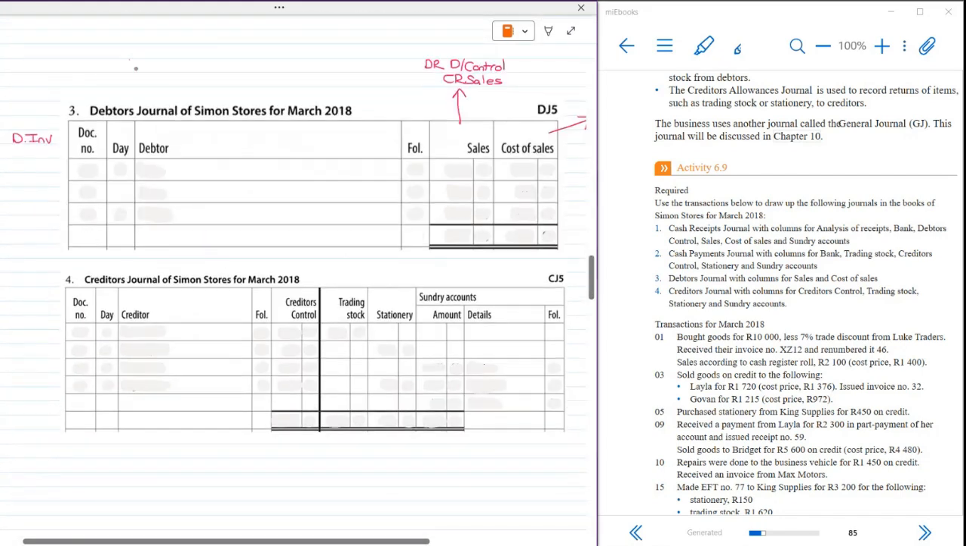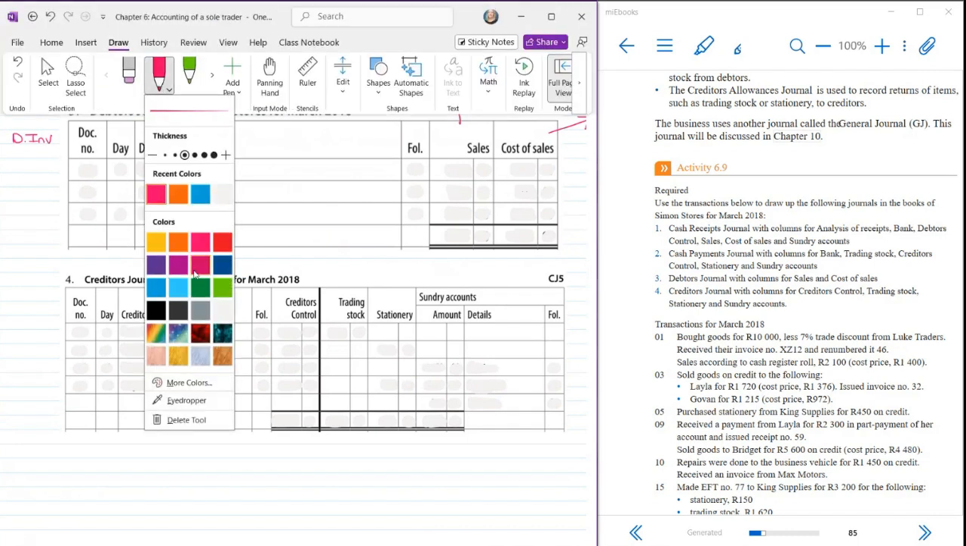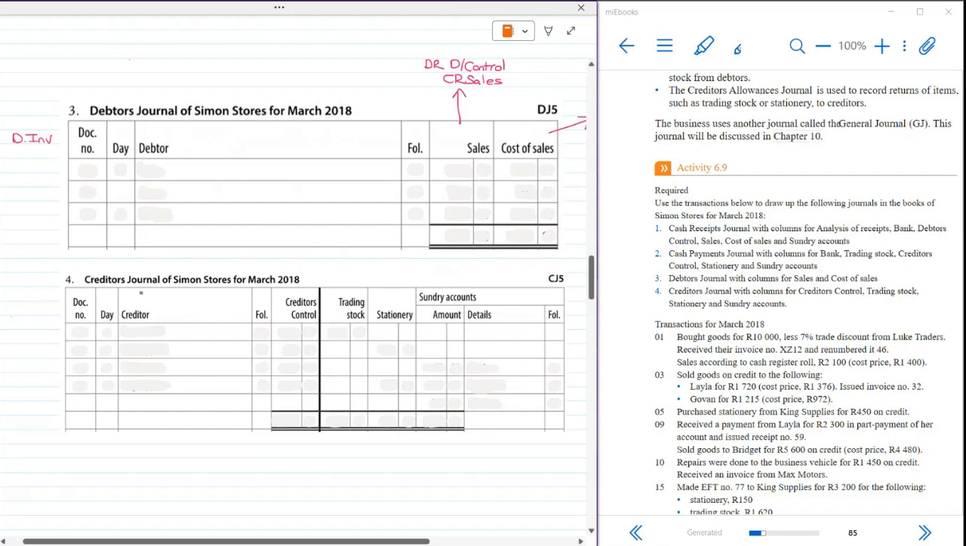Our last journal for today is the creditors journal. The creditors journal is similar to my CPJ. The difference is that CPJ is when we physically made the payment, and with creditors we haven't paid for it yet, so we've purchased this item on credit. So the money won't come from my bank. I will need to show that I owe this creditor money, and creditors is a liability for me.